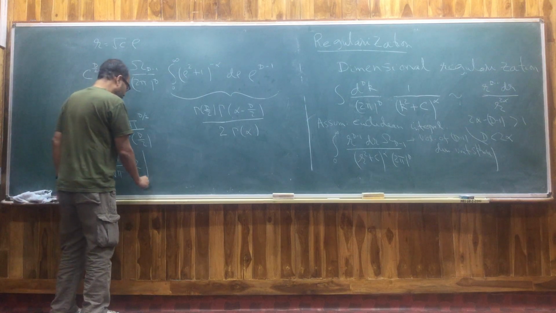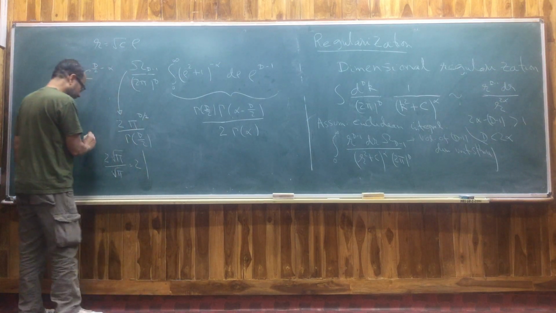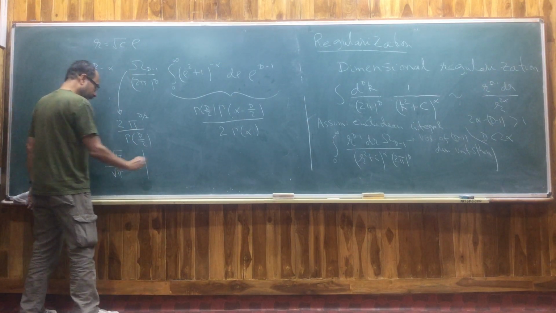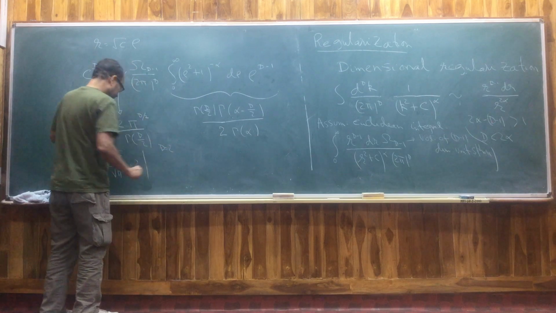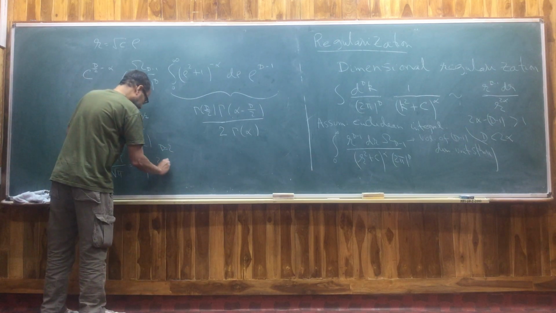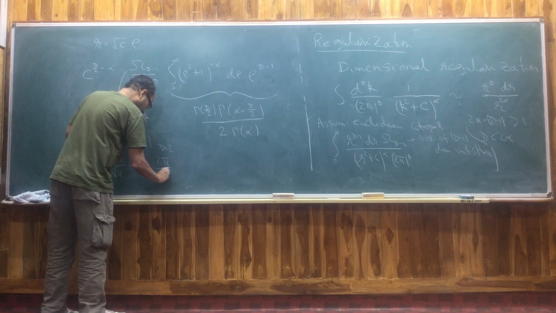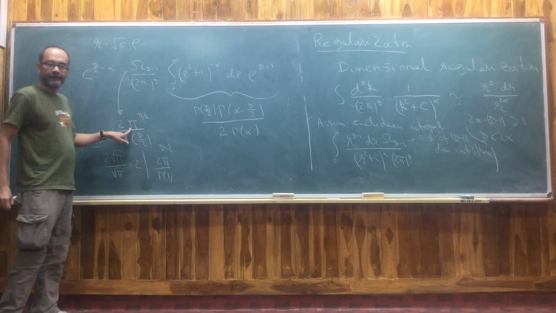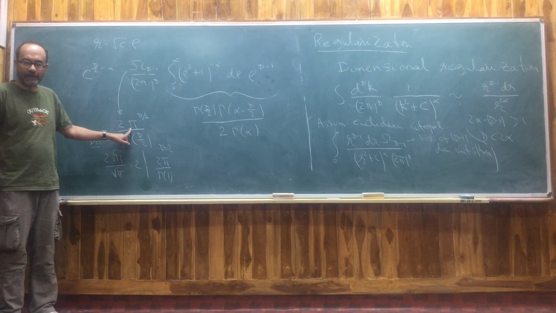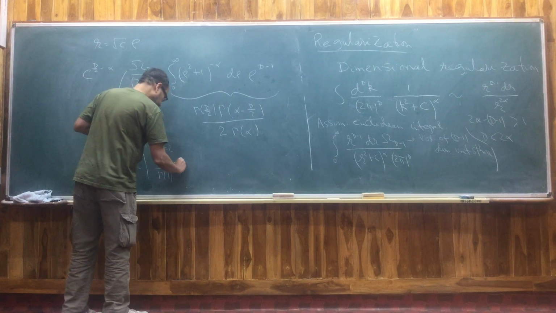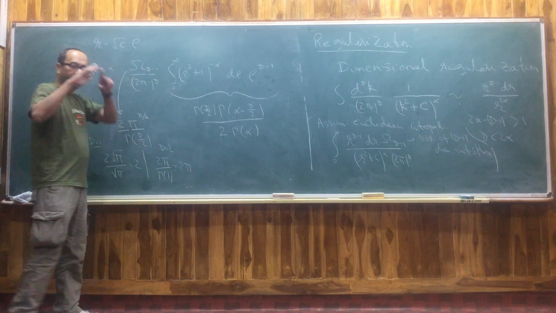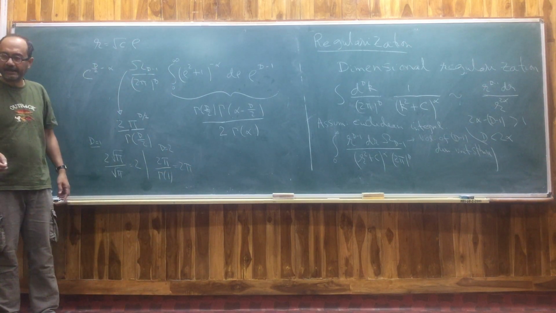So let's look at d equal to 2. So this is for d equal to 1, right? d equal to 1. So d equal to 2, you get 2 times pi divided by gamma of 1. Gamma of 1 is how much? Gamma of 1 is 1. So this is 2 pi. This is the correct result for the one dimensional circle, right?